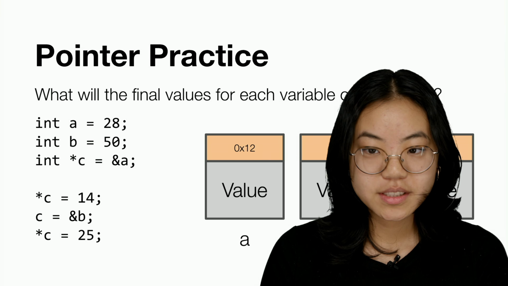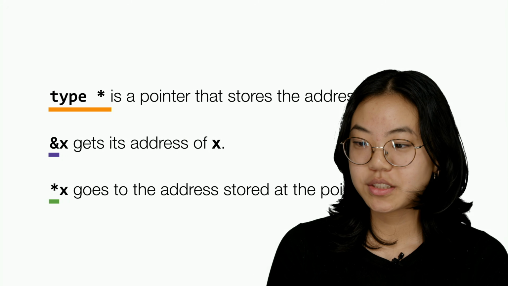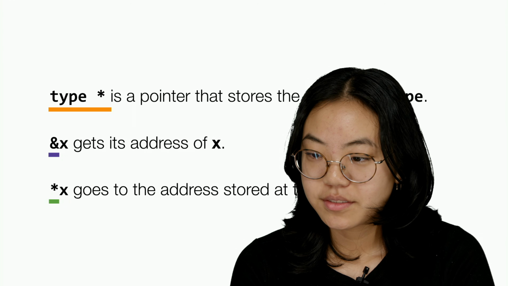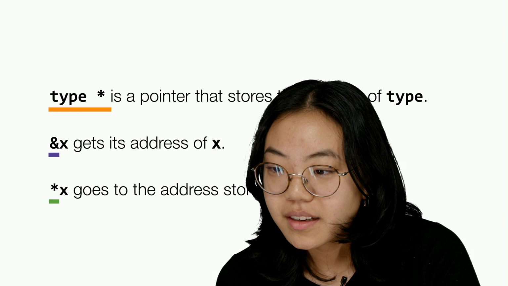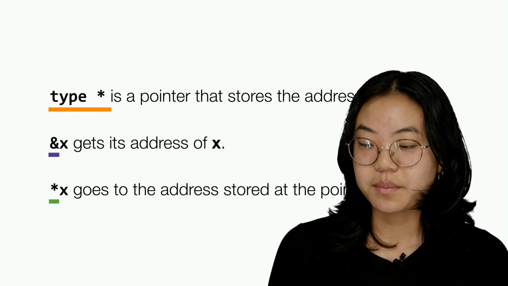Okay, so before we do this practice, are there any questions about pointers? Okay. How did the address numbers get chosen? They all seem pretty random.